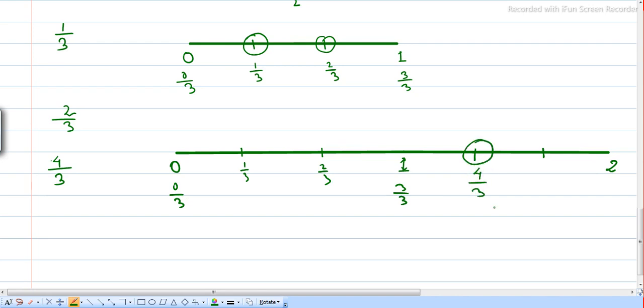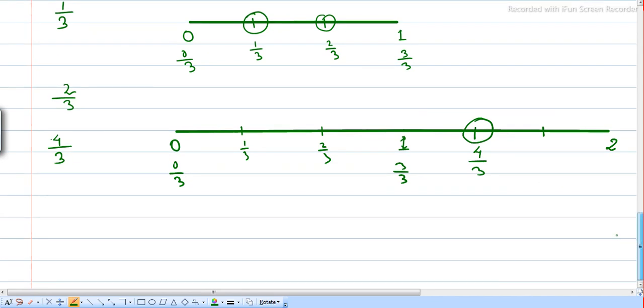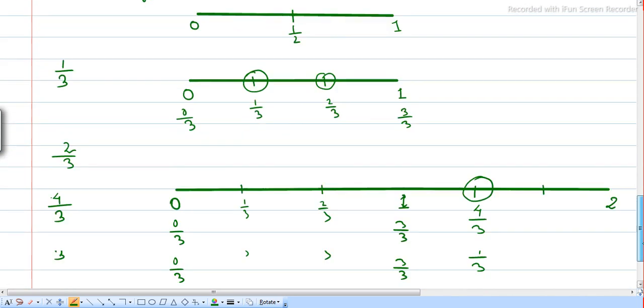Okay, so we have seen examples of how we will show a rational number on a number line. Okay, now the next topic we will discuss. Next topic is comparison of rational numbers.